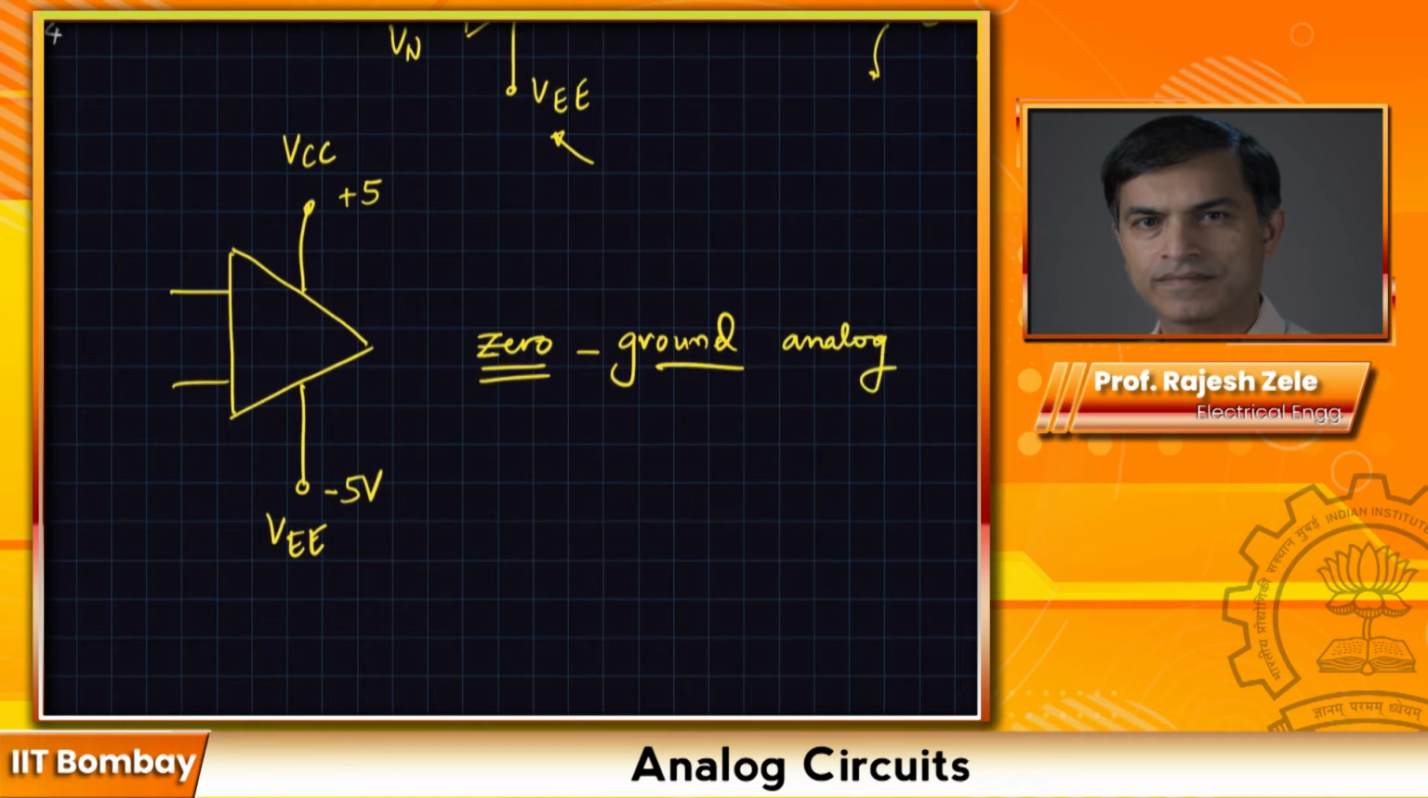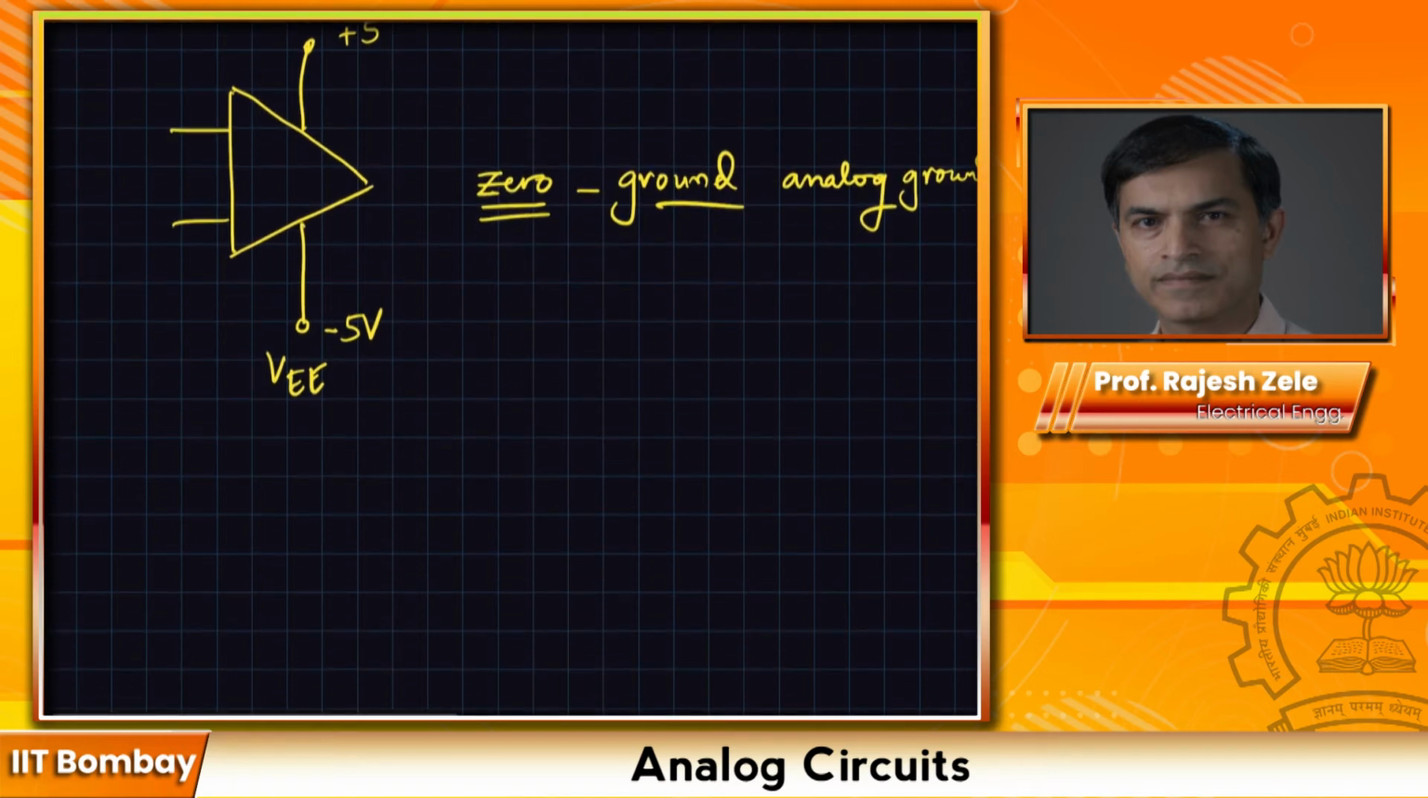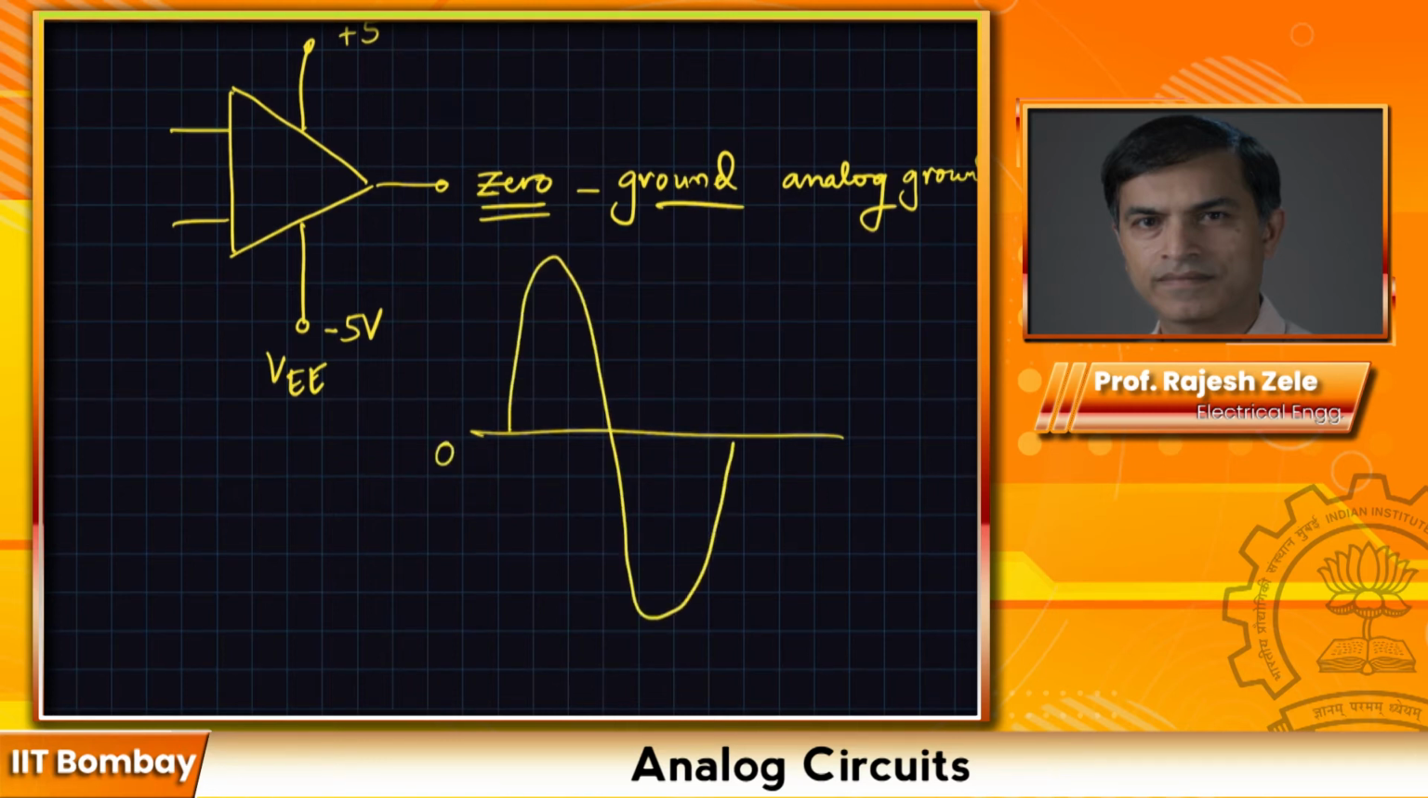Now, when we say analog ground, that means all your signals are around this particular voltage. In this case, 0 volts is the analog ground, because let's say this is the output, and this is 0 volts. Then the signal going up and down can go up to plus 5 volts and minus 5 volts, purely because that's the way the supply voltage is given for this amplifier.